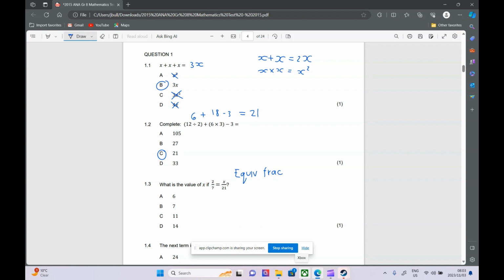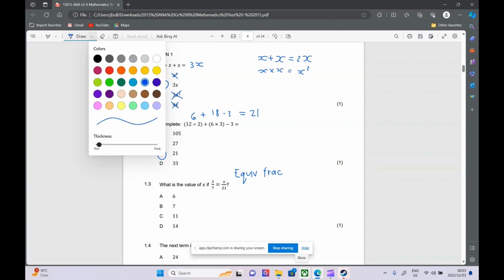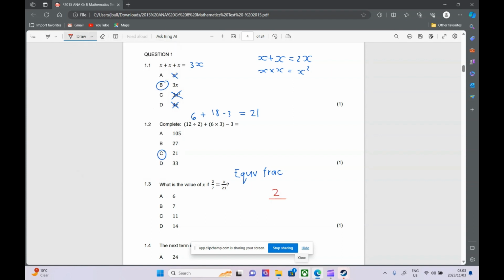Question 1.4, the next term in this sequence is, let's see, 1, 3, 9. We can't really add anything, because 1 add 2 will give me 3, and then 3 add 6 will give me 9. That doesn't really work out for me. What you're going to have to do with these is always test. Can I add anything? Is it a square number? 1 squared is 1, and then 2 squared is not 3. So it's not square numbers.